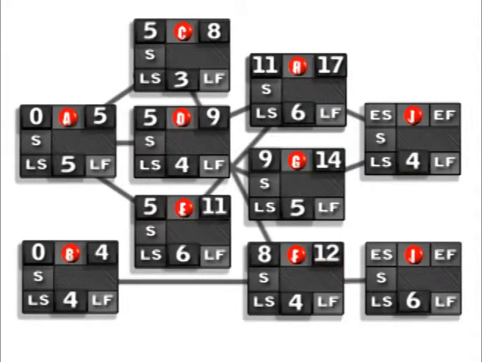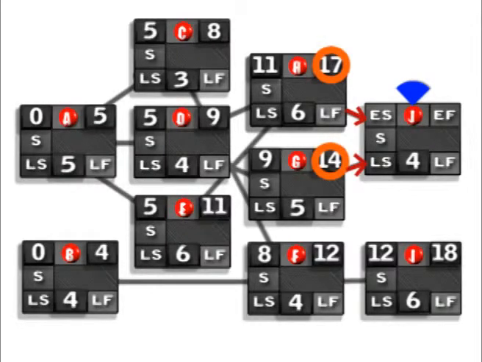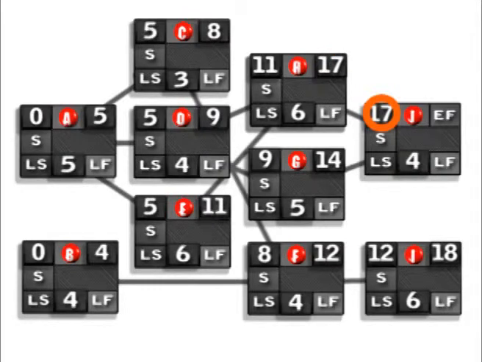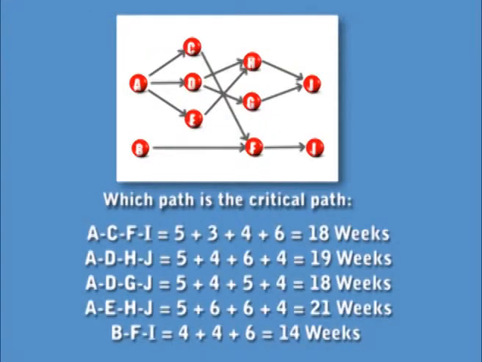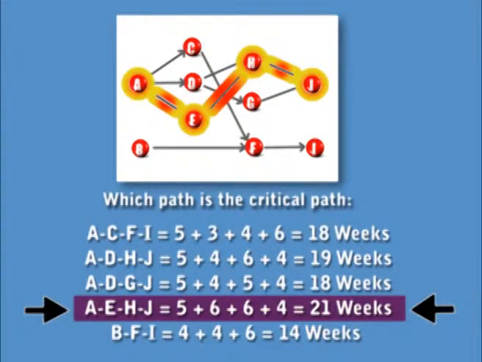So now we need to come over here to activity I. Activity I, we have no choice. We know our early start is 12. 12 plus 6 is 18. For activity J, we have to choose between the early finish for activity G and activity H. H has the larger number, so we're going to select the larger number for our early start for J. So 17 plus 4 is 21. If you'll remember, when we looked at each path individually, the path that we selected had a duration of 21 weeks for the critical path.